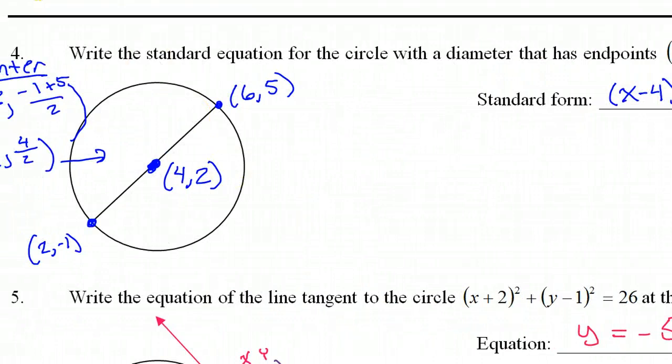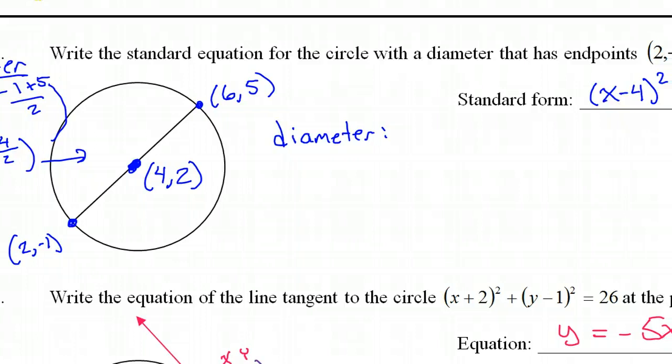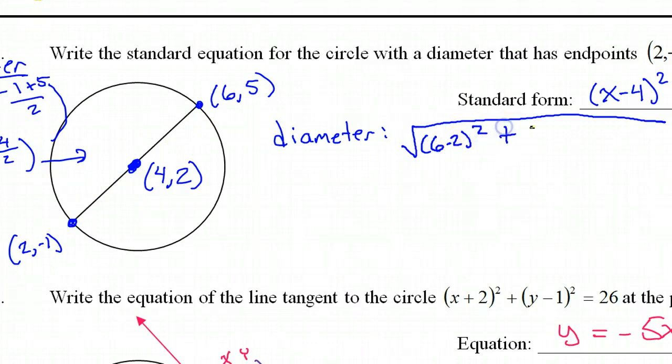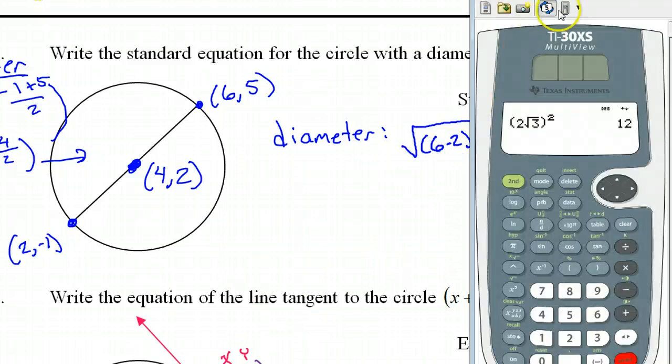So what I like to do is start by finding the diameter. Alright, we can find the distance the whole way across the diameter using the distance formula, right? So the distance formula is like this. And that's where we do x minus x squared. So for example, 6 minus 2 squared plus y minus y squared. So that would be 5 minus -1 squared. And this will give us the diameter. Let's put this in the old calculator.